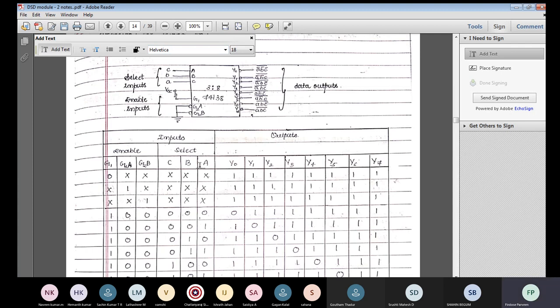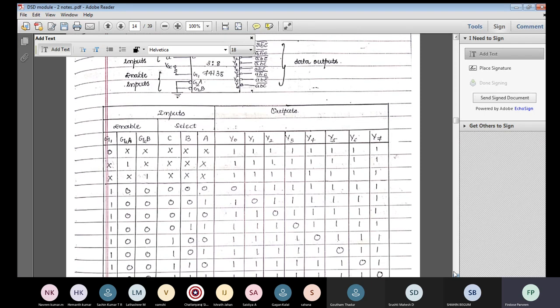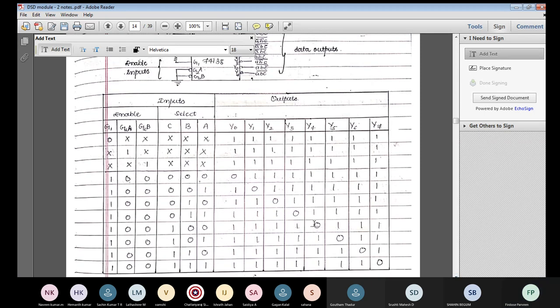Now C, B, A, so 0, 0, 0 means you will be getting output at y0, because of this operator we get it as minterm 1. Next 0, 0, 1, we get it at y1. In the same way, 0, 1, 0 we get it at y2, 0, 1, 1 at y3. You can perform the check. At 1, 0, 0, we get it at y4. At 1, 0, 1, we get it at y5. 1, 1, 0, we get it at y6. 1, 1, 1, we get it at y7.